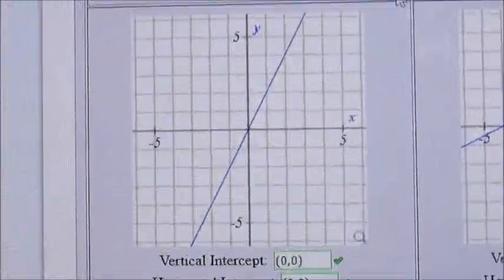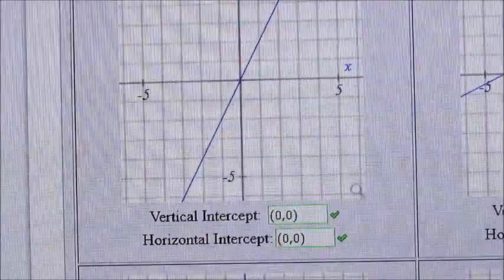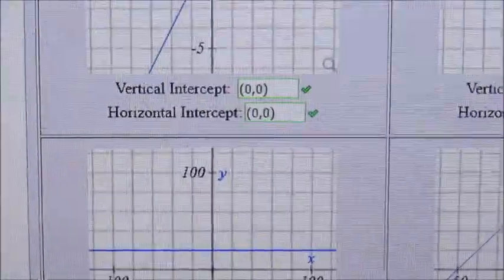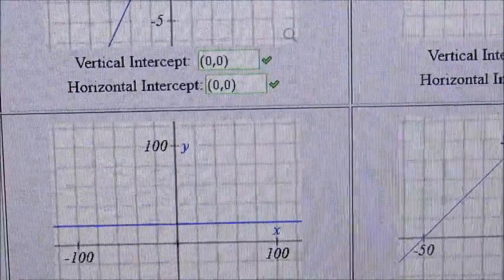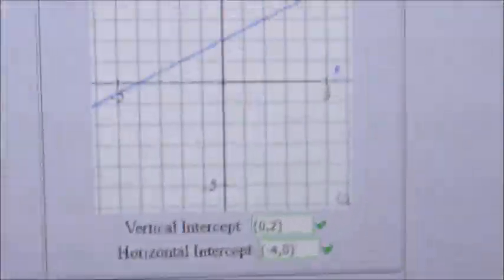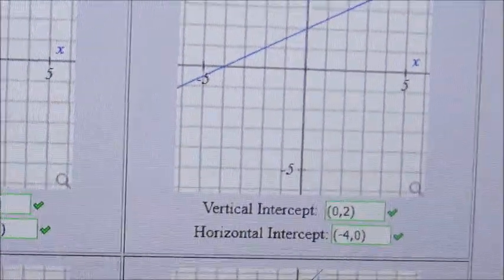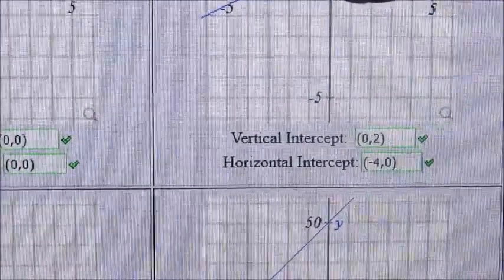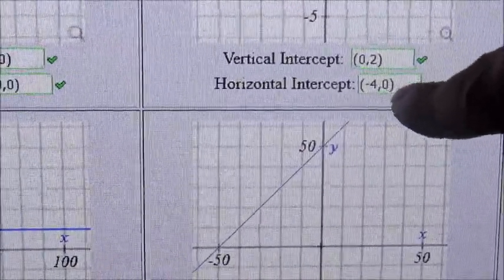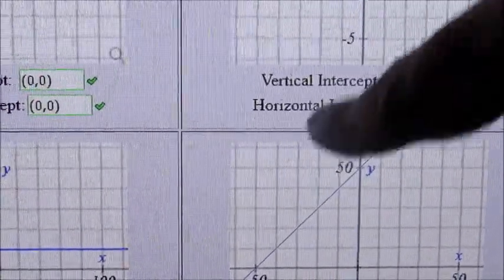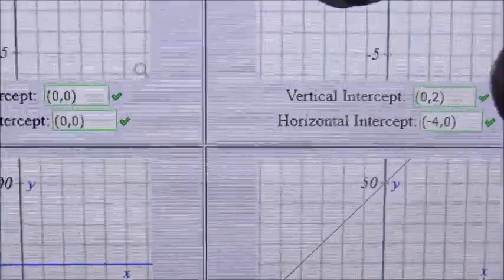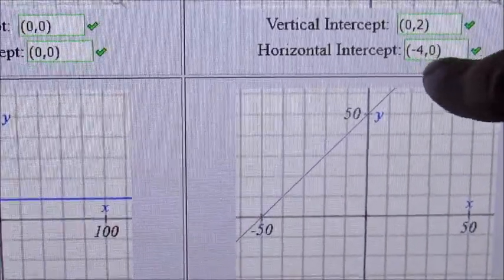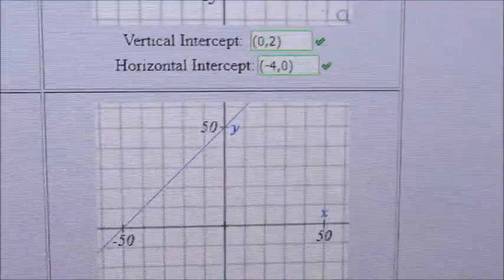So this one, it only has the one intercept. It's touching the x-axis at 0 and the y-axis at 0. So both of those are 0, 0. This next one, the vertical intercept is up here at positive 2. So I put 0, 2. The horizontal intercept, which is the x one, is at x equals negative 4. So I put negative 4, 0.